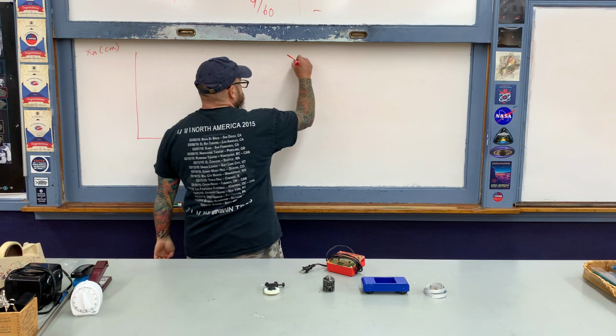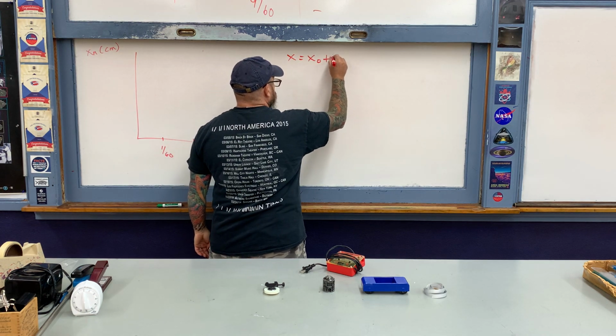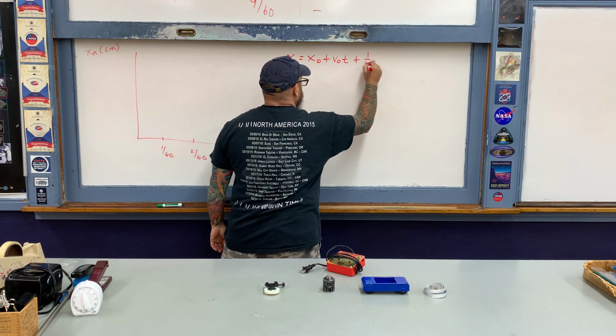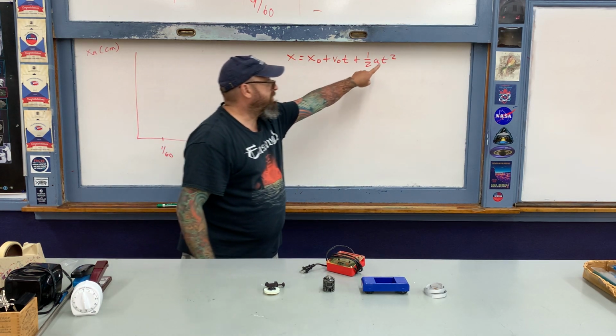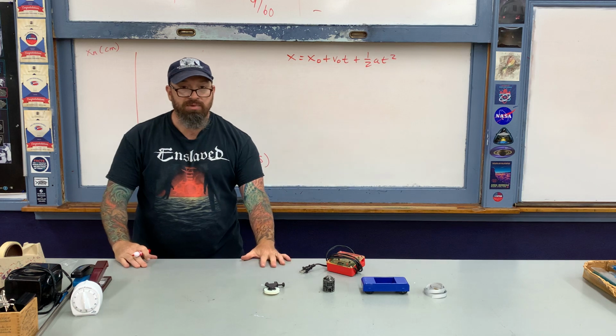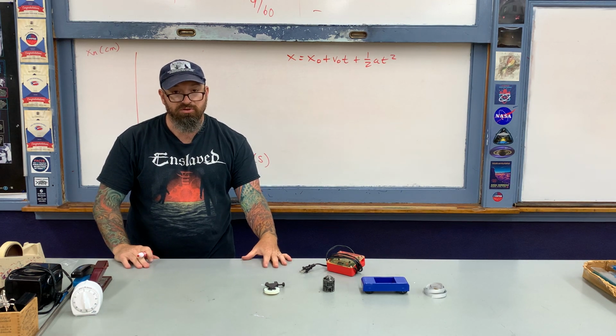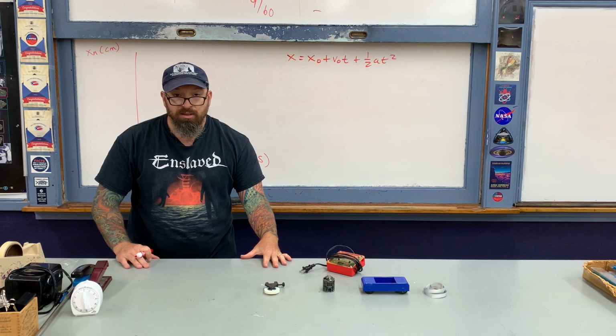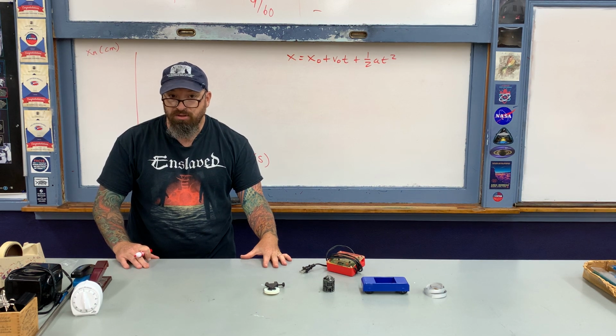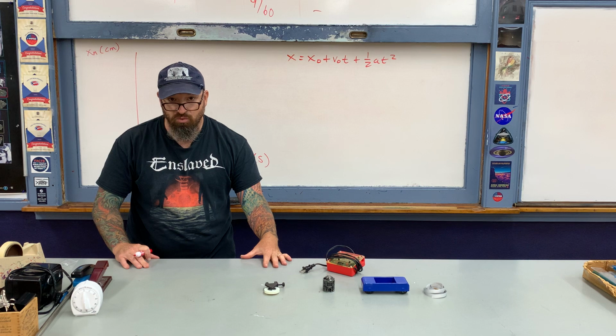Now recall that the position as a function of time for an object undergoing one-dimensional motion with constant acceleration is of course described by this equation. Notice that it's a quadratic. This then means that when you graph out position as a function of time, very noticeably what you should see is a parabola. Now the vertex of the parabola will not necessarily be at the origin.